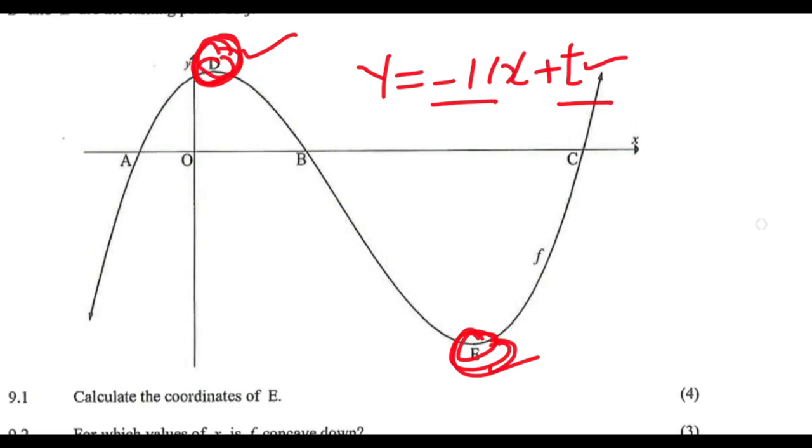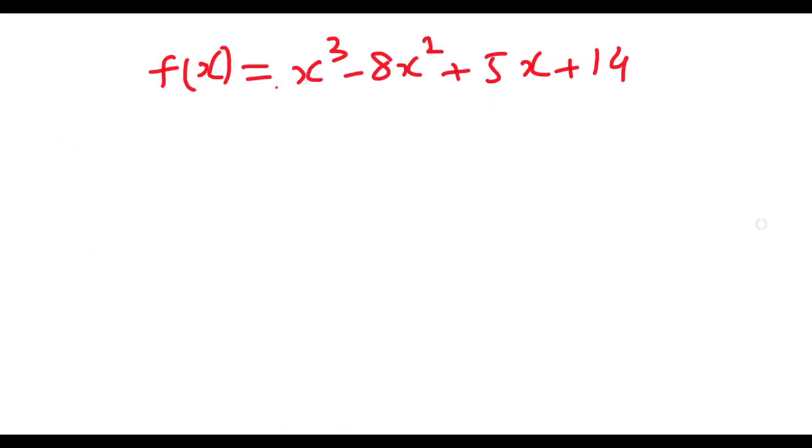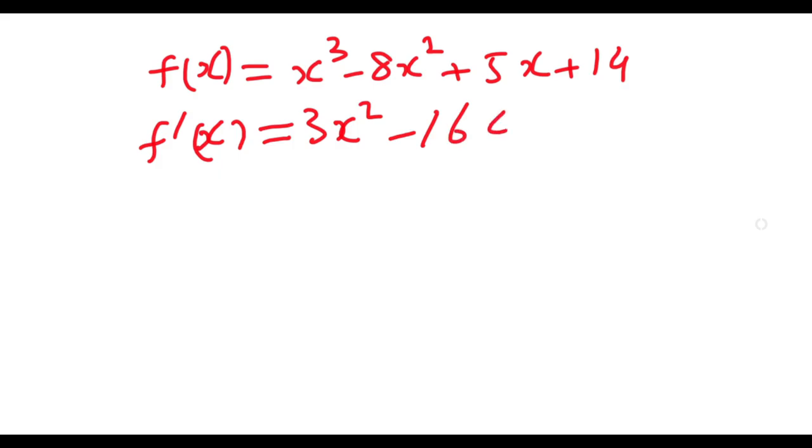The gradient of the curve at any point, the first derivative, is equal to 3x squared minus 16x plus 5. Earlier we found, must remember, this is f of x, and the first derivative we found earlier is 3x squared minus 16x plus 5. So the gradient of the curve at any point is the first derivative, equal to 3x squared minus 16x plus 5.